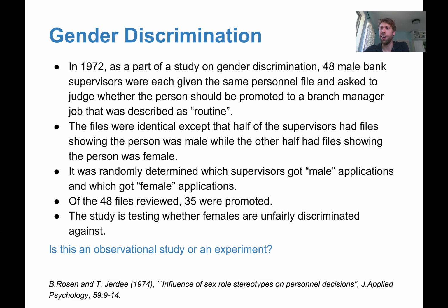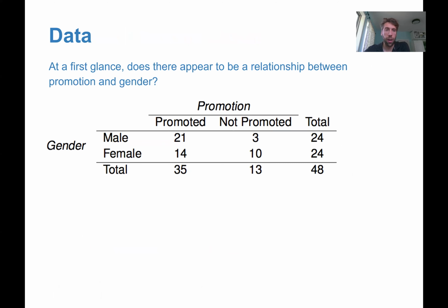Now, I already gave this one away. I always talk too much. So is this observational or an experiment? It is an experiment because we have a treatment and a control. Okay, so here are the numbers. Take a look at them. You've got 24 male and 24 female, and that's how you see it right there.